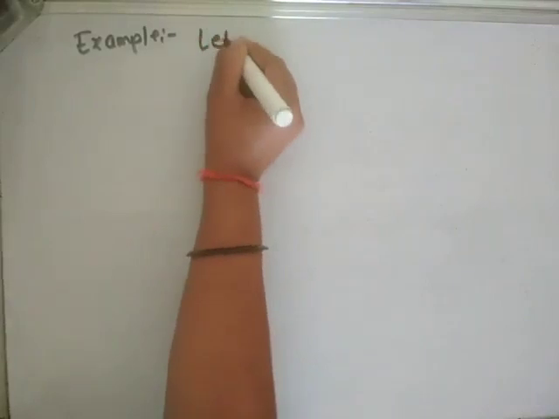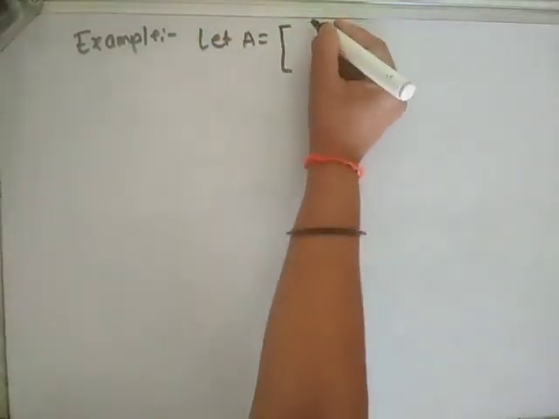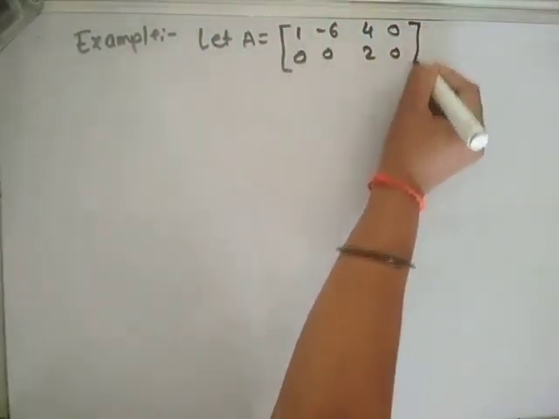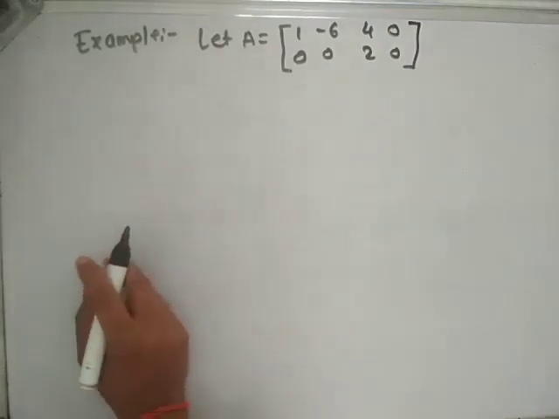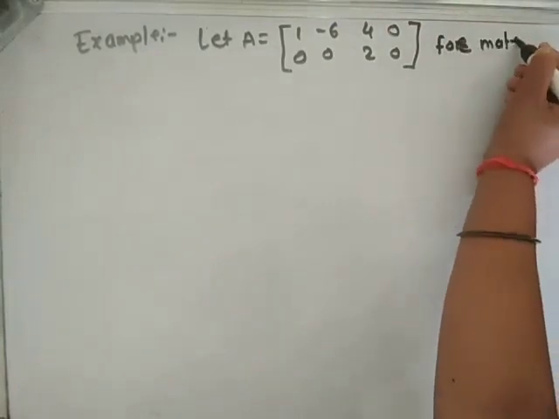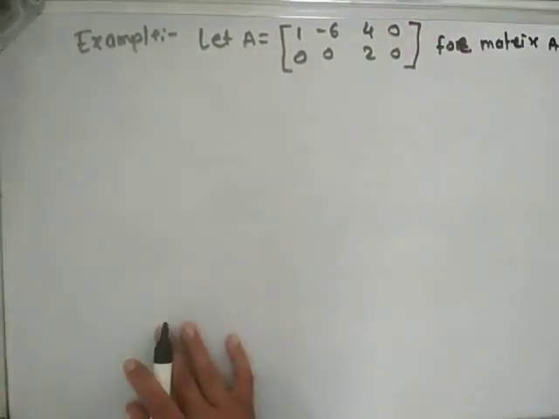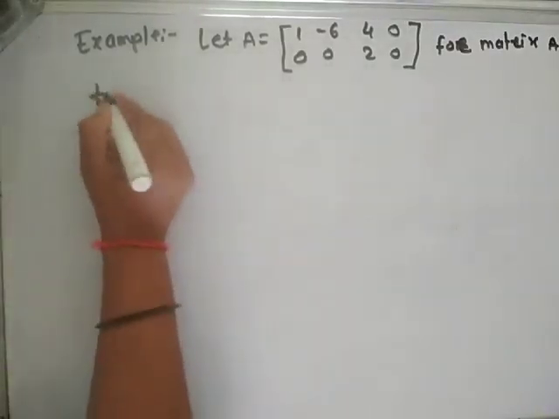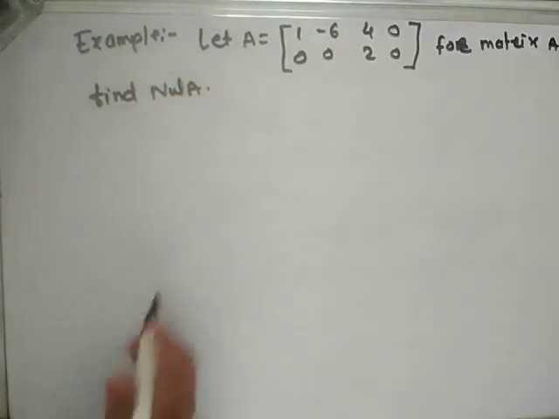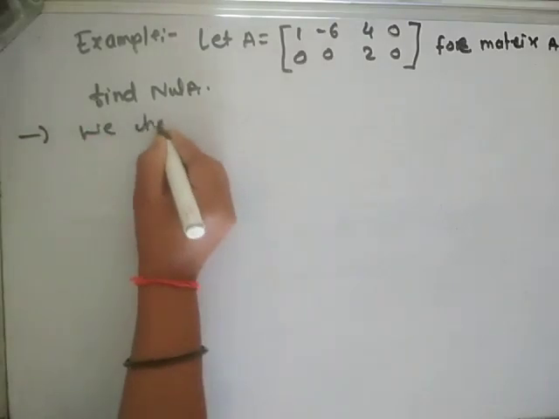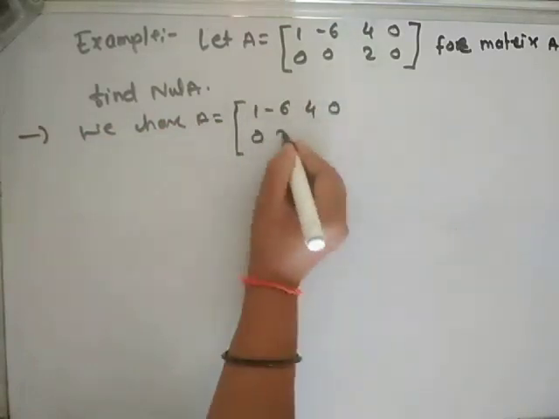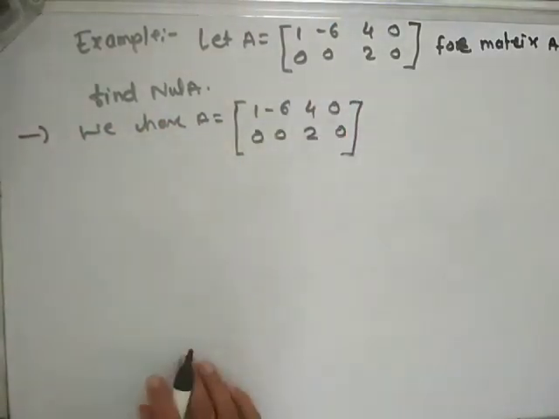Let A be equal to the matrix 1 minus 6 4 0 0 0 2 0. For matrix A, find the null space of A. Okay. Solution. We have A equal to the matrix 1 minus 6 4 0 0 0 2 0.